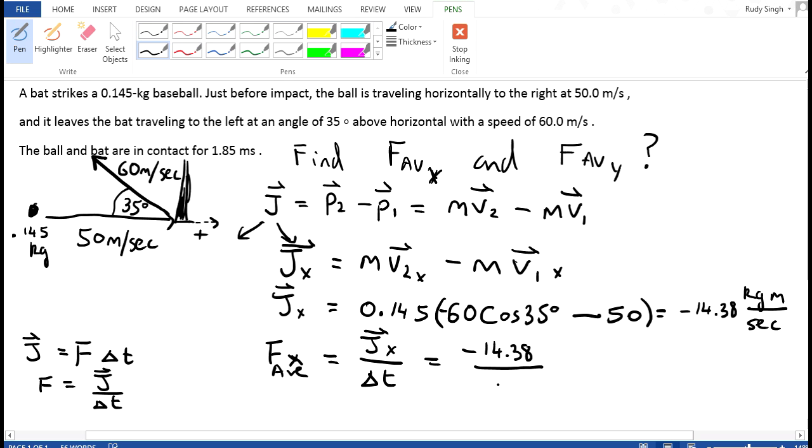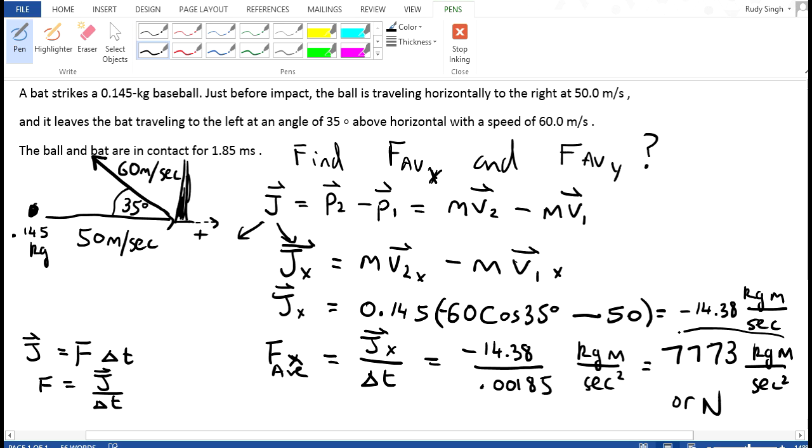kilogram meters per second, divided by a change in time of 1.85 milliseconds, which is 0.00185 seconds. So we're going to have our units of kilogram meters per second squared, which is units of newtons. And if you calculate this out, we get 7,773 newtons. So that is the force in the x direction.